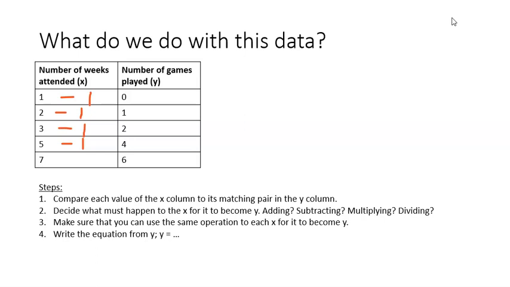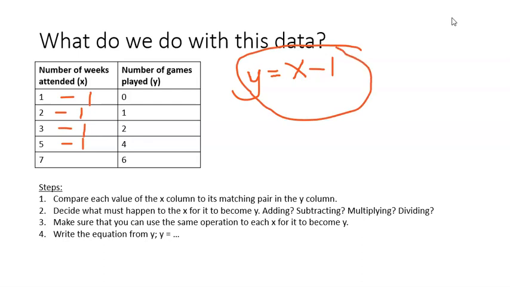And then step 4, write the equation from Y. So Y equals what? In this case, Y is 0, X is 1. We would say Y equals, because this is what we're doing in step 4, Y equals what? Y equals X minus 1. And that works for this whole table. 1 minus 1 is 0, 2 minus 1 is 1, 3 minus 1 is 2, and so on. This is the equation for this problem. Y equals X minus 1.